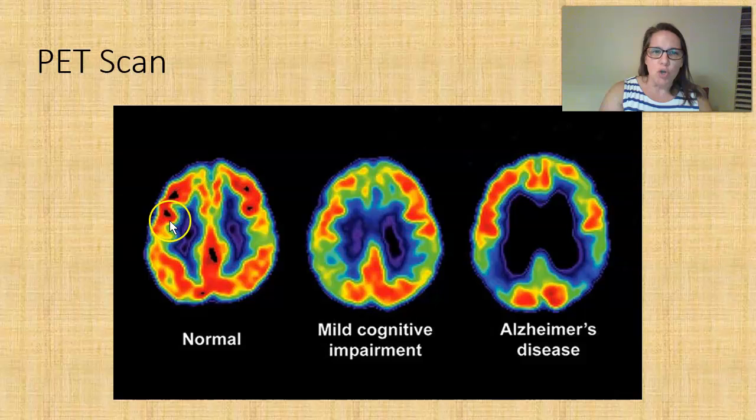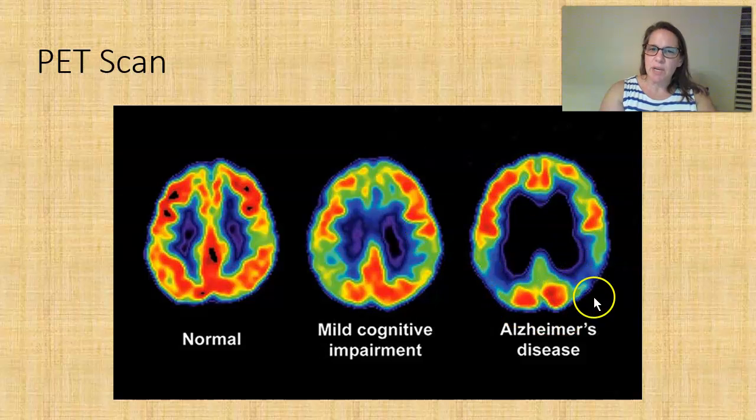So here's a normal brain. What we're looking for are the red and yellow and orange parts of the brain. Those are the areas that we're looking to light up. The middle brain here shows someone with a very mild cognitive impairment, which just means they might be intellectually a little bit lower on the intelligence scale.